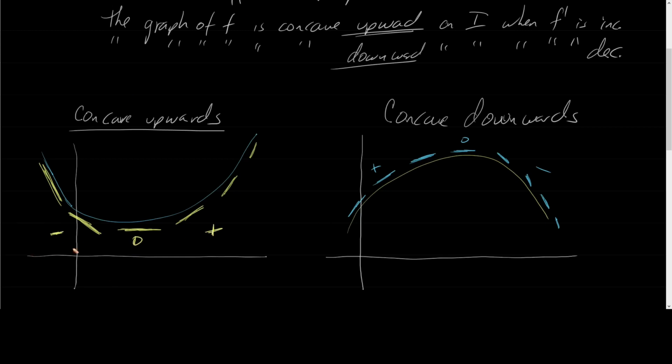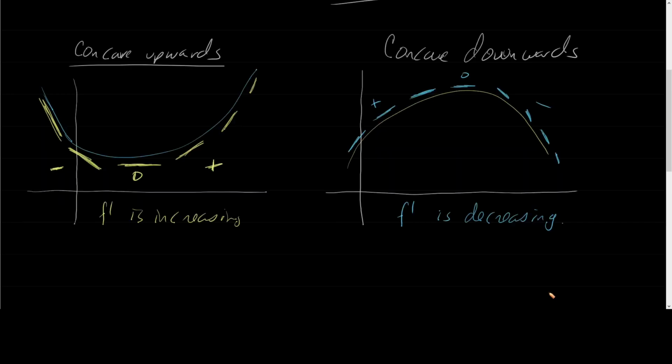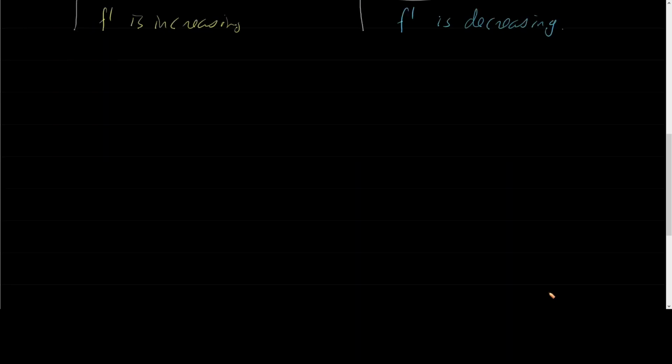The idea here is that we're going from positive slopes to 0 to negative slopes, so the slopes are decreasing. Whereas over here for concave upwards, we were going from negative slopes to 0 to positive slopes. So the slopes are increasing. f prime is increasing, and over here, f prime is decreasing. Recall the slopes. So now let's take a look at something here.